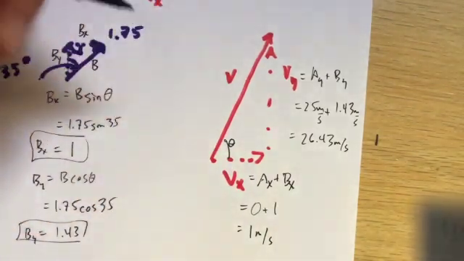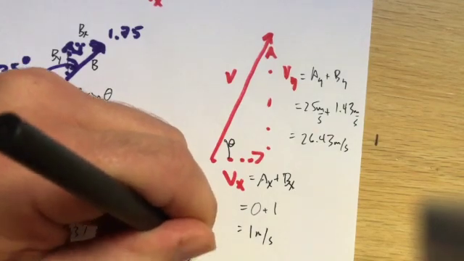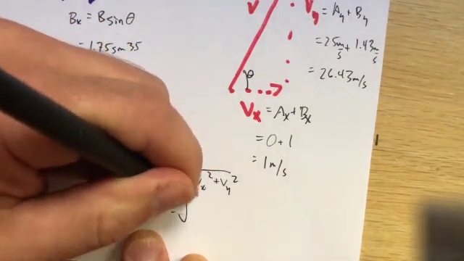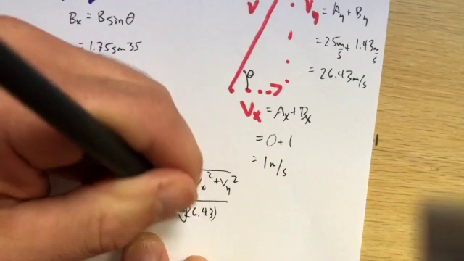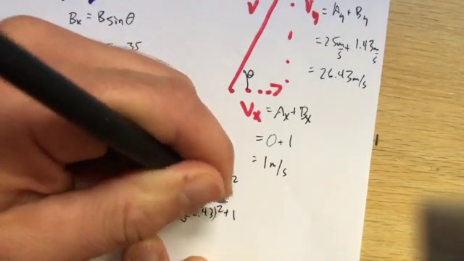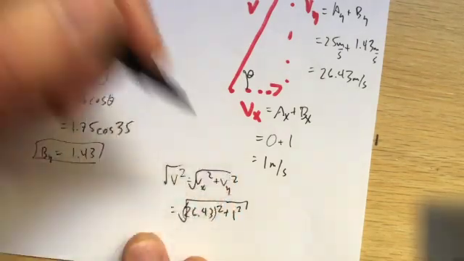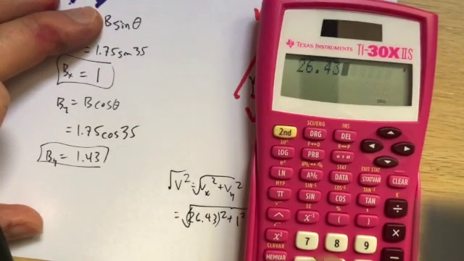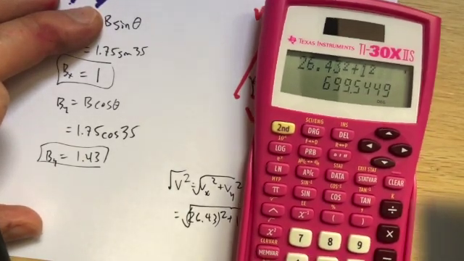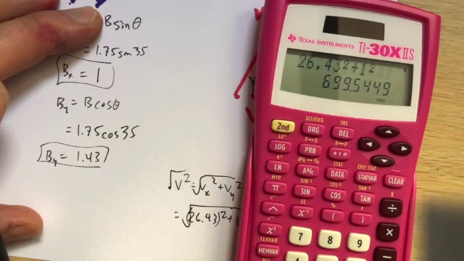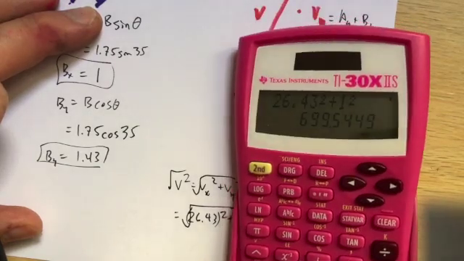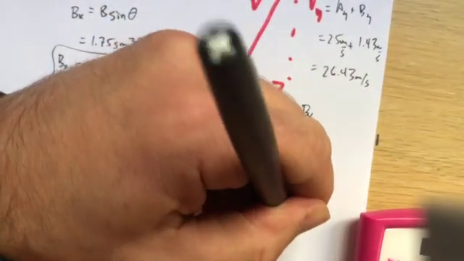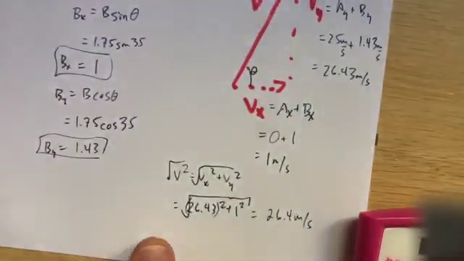All right, so using the Pythagorean theorem, we know that v squared equals vx squared plus vy squared. And I take the square root of both, and this is going to be 26.43 squared plus 1 squared. I got those backwards, but it doesn't matter. And plug these numbers in. Take the square root of that. I get 26.44. So almost exactly the same size as the forward velocity.